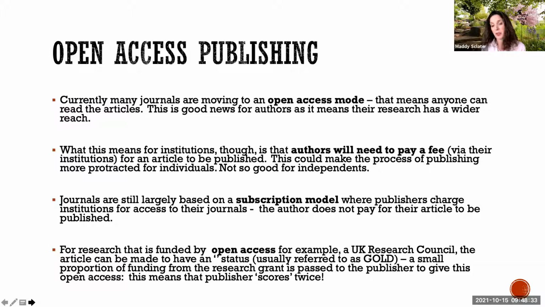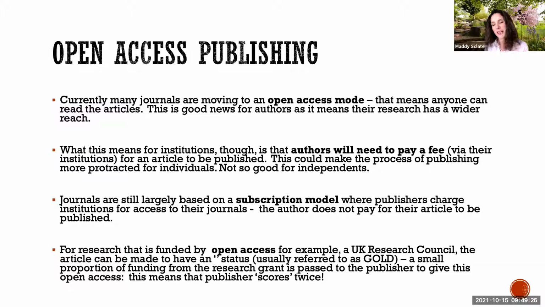For example, in the UK, we have the UK Research Councils. They fund research, and as part of the money that researchers receive for their research, money is set aside to allow them to publish the work in various journals. This is usually referred to as gold access, and a small proportion of the funding from the research grant is therefore passed to the publisher. So in some ways, you could say that the publisher scores twice, because they are able to receive this money and benefit from it.